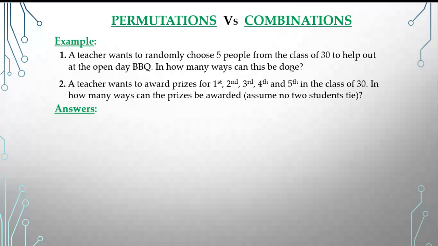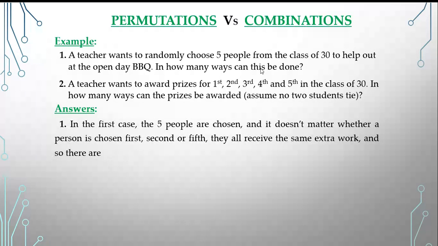So to find the number of ways, we use combinations, right? Clear? Because here the order doesn't matter, so we use combinations. So the number of ways is 30C5. It doesn't mention which 5 people the teacher chooses out of 30, so we use the combinations 30C5.